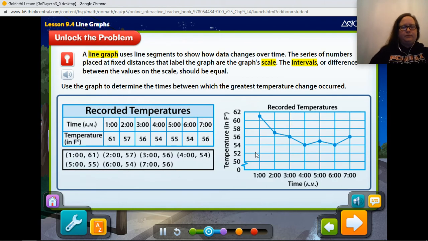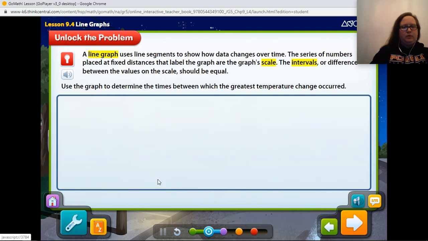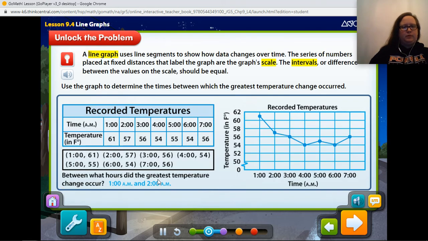Use the completed line graph to answer the question. Between what hours did the greatest temperature change occur? So in which spot do we have the biggest difference in the line? I'm going to say it's going to be right here. The greatest temperature change occurred between 1 o'clock and 2 o'clock.